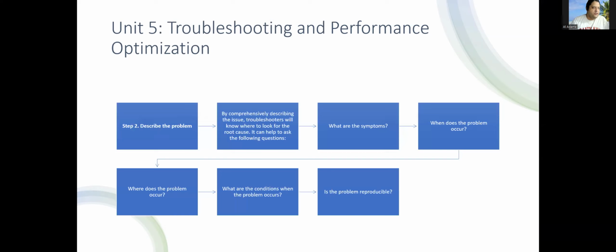So moving on to step 2. Describe the problem. By comprehensively describing the issue, troubleshooters will know where to look for the root cause. It can help to ask the following questions. What are the symptoms? When does the problem occur? Where does the problem occur? Where it's usually on a PC, right? What are the conditions when the problem occurs? Like, what are you doing when it happens?